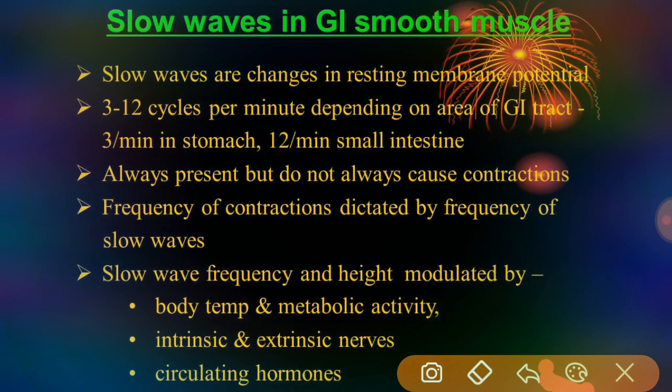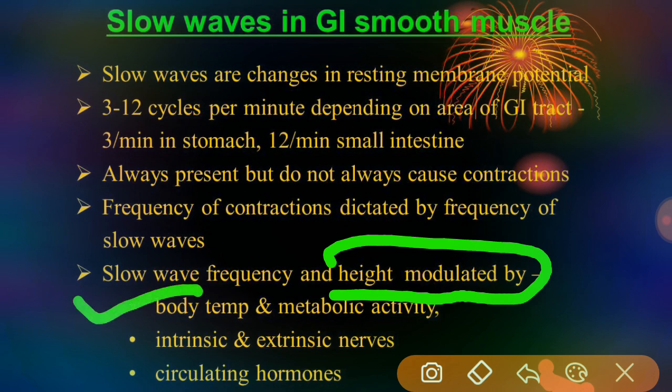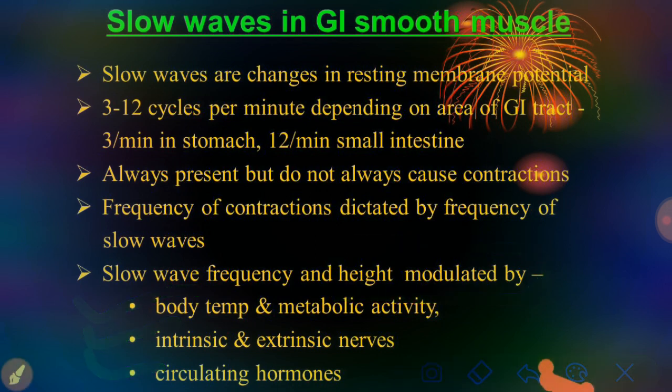Slow waves are always present but do not always cause contractions, and the frequency of contractions will be dictated by the frequency of slow waves. So according to how the slow wave frequency is present, that will be related to the frequency of the contractions. The slow wave frequency and height will be modulated by three factors: body temperature and metabolic activity, intrinsic and extrinsic nerves, and circulating hormones. By these three types of modulation we can see the frequency and the height of the slow waves.